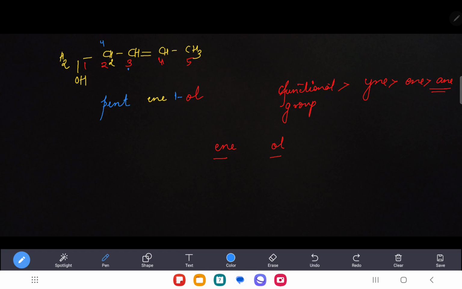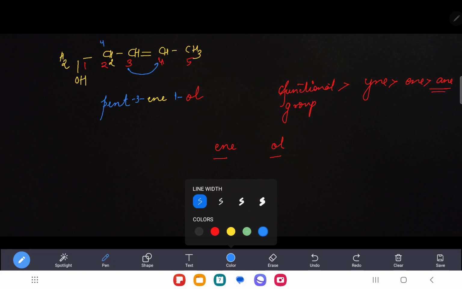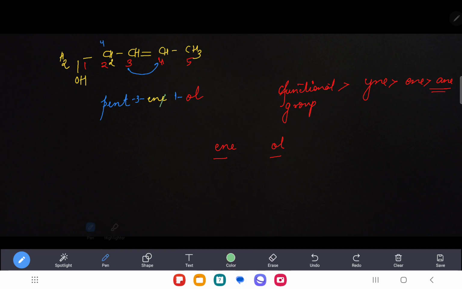And ene is going to start at 3 and end at 4. So pent 3 ene and 1 ol. And then what am I going to do? I'm going to drop this E. So it is going to be pent 3 en 1 ol. Understood or not? That should be the name.